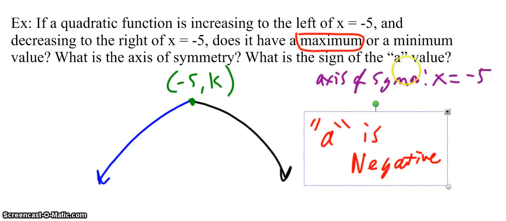Alright, so here, hopefully you got the same answer I did. It's going to have a maximum value. The axis of symmetry is x equals -5, and a is going to be negative. How did I come up with that?